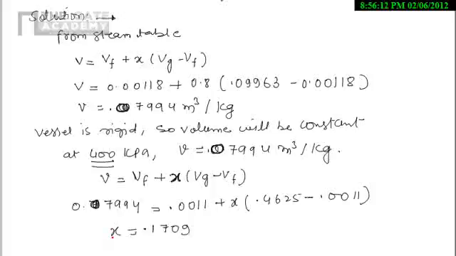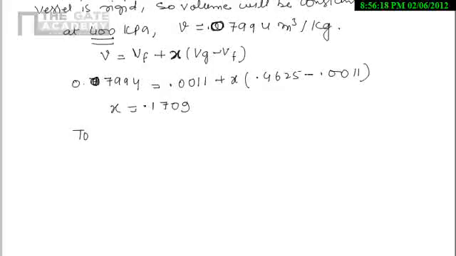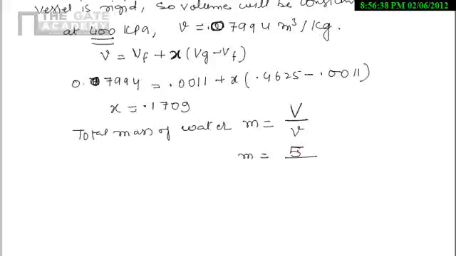Now we have to find out the total mass of the water. We can easily find the total mass of water, that is M, from total volume and specific volume. Total volume we have is 5 meter cube and specific volume we have is 0.07994. So we get M equals 62.55 kg. Now we are interested in the mass of the vapor.